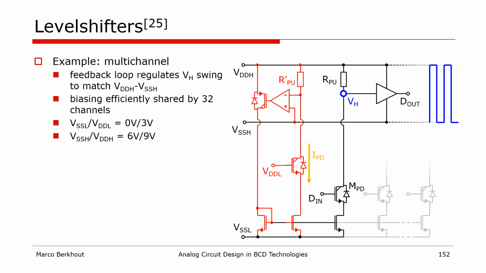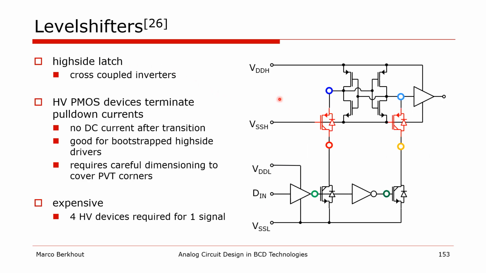In this last level shifter example, the output nodes connect to a latch that consists of two cross-coupled inverters, and two DMOS pull-downs are used that operate with inverted phases. In this configuration, the high voltage PMOS transistors are inserted in the pull-down paths that turn off when the corresponding branch is pulled down. The advantage is that there is no DC current but only short current spikes during transitions. And this is a nice feature if the output domain is a high-side gate driver that is supplied from a bootstrap capacitor that would otherwise be discharged by the DC current.